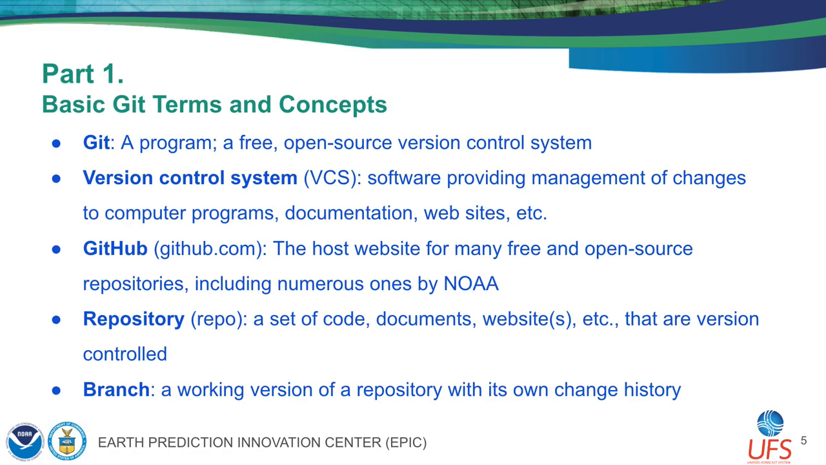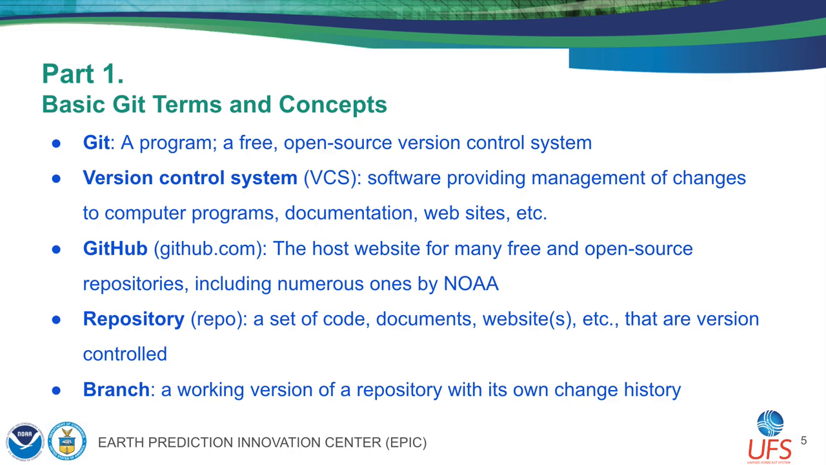So, part 1, basic Git terms and concepts. Git is a free and open source version control system, which is basically a program. And a version control system is software that provides management of changes that you make to computer programs or documentation, websites, etc. GitHub, on the other hand, is not a program. It is a host website for many free and open source repositories, including those by NOAA.